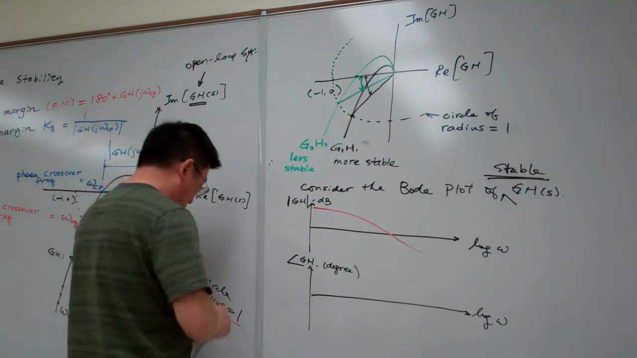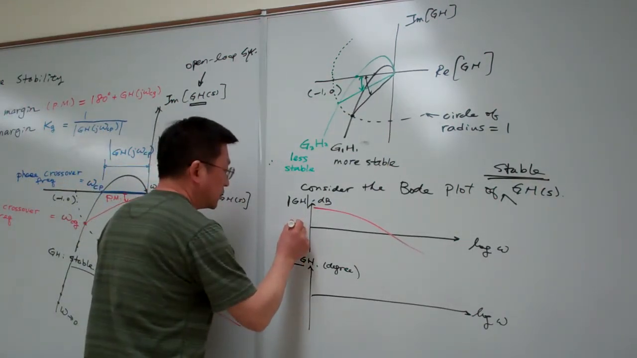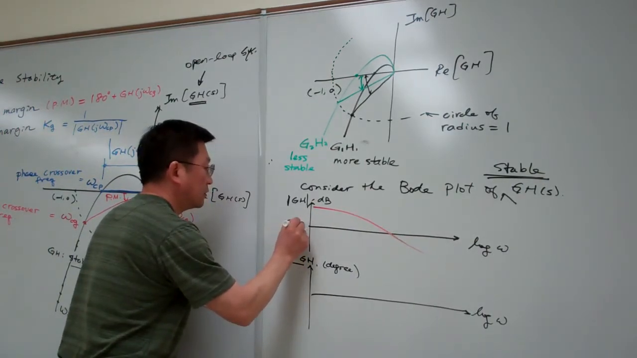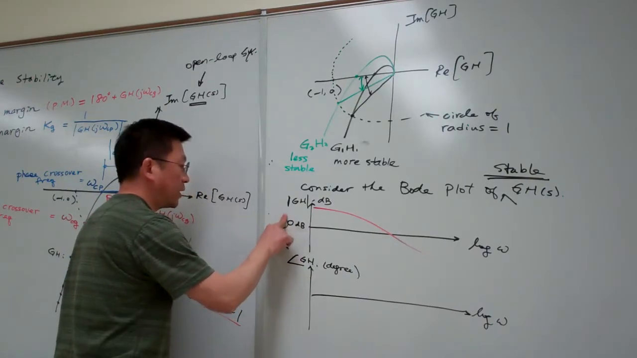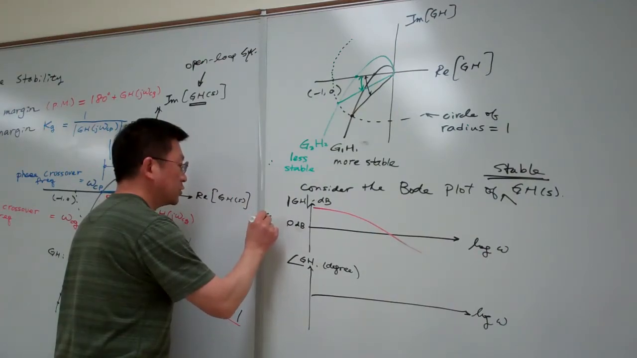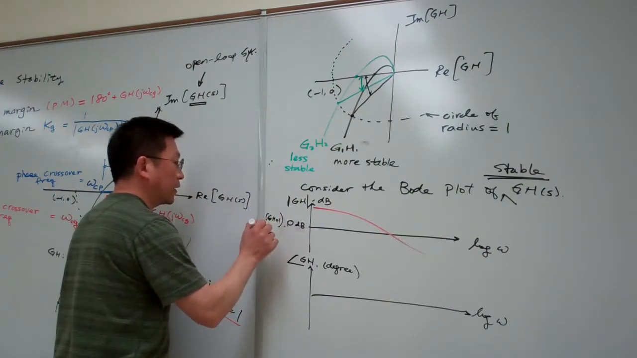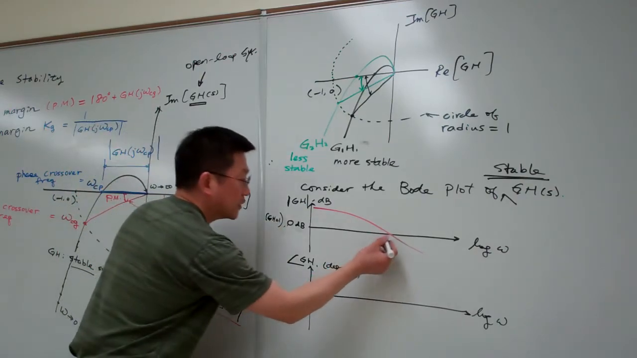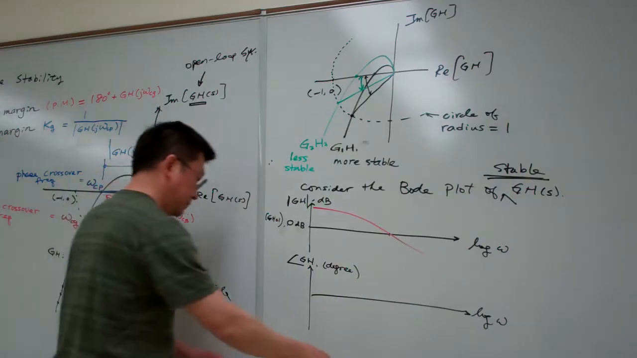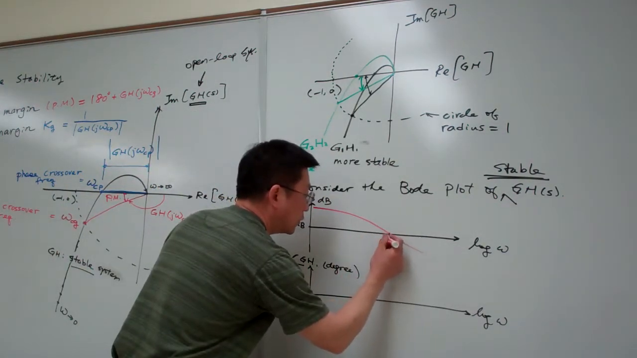So let me define this. This is a 0 dB here. And basically that means this 0 dB corresponds to GH magnitude equal to 1, right? So by our definitions, when the magnitude of GH equals 1, that is the intersection with the radius 1. That is the frequency we define as omega CG. You good? So this is our omega CG.